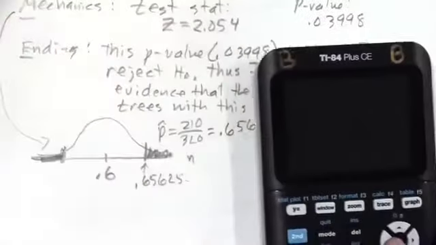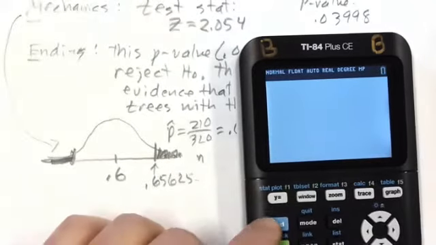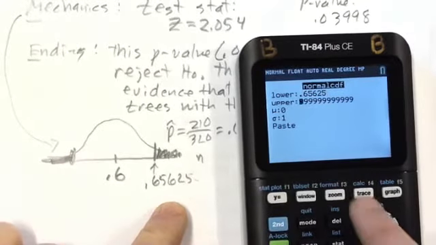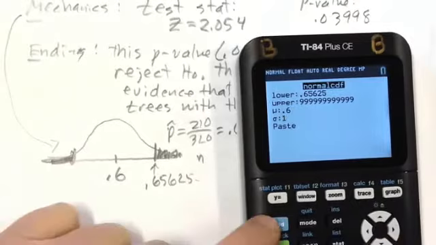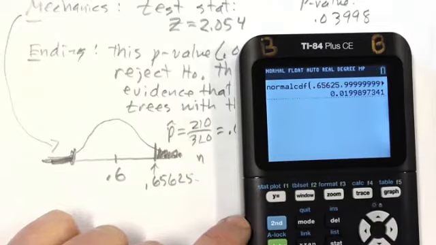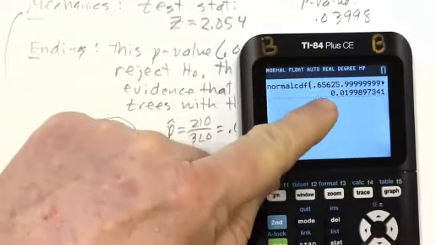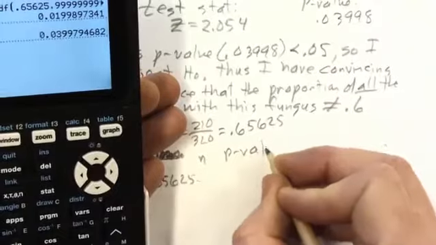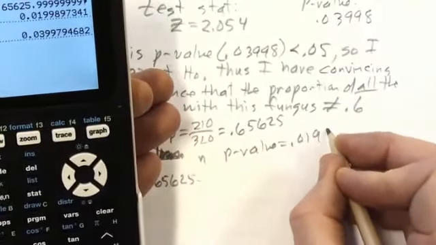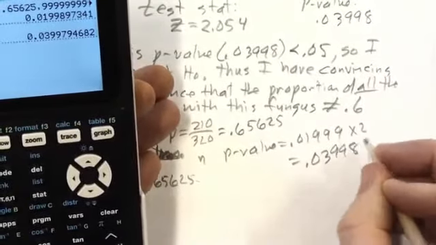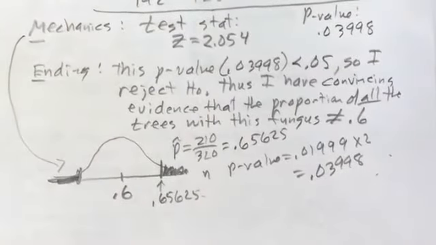So let's do this. We go second distribution, normal CDF from that number, 0.65625 to infinity, our mean is 0.6, and our standard error would be the square root of 0.6 times 0.4 divided by 320, like that. So there we go. It's a two-sided test, so you've got to say times 2. So our p-value is equal to 0.01999 times 2, and that is equal to 0.03998.